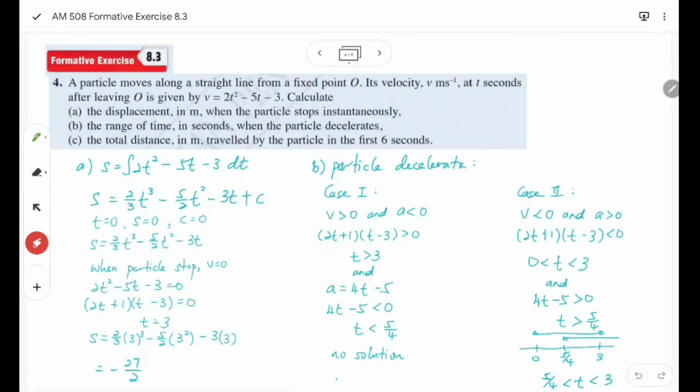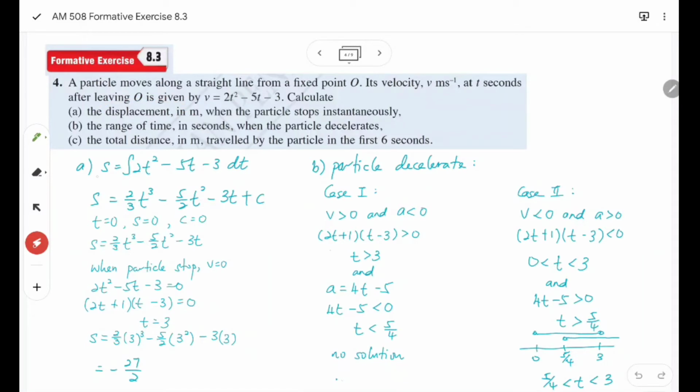Question number 4. A particle moves along a straight line from a fixed point O. Its velocity v meter per second at t seconds after leaving O is given by v equals to 2t squared minus 5t minus 3. Calculate A, the displacement in meter when the particle stops instantaneously. When the particle stops instantaneously, v equals to 0, and we need to find displacement, s.